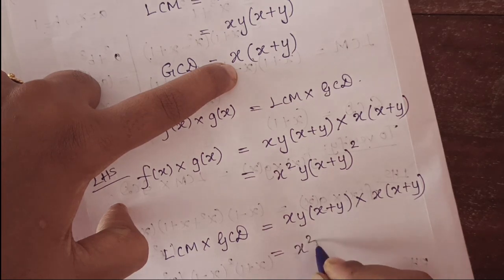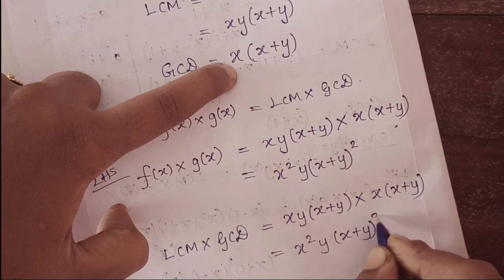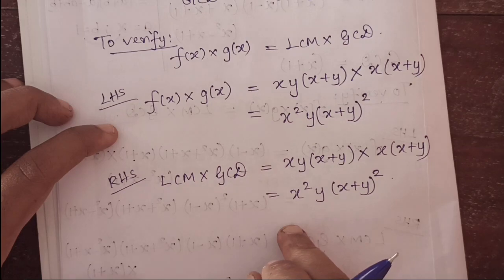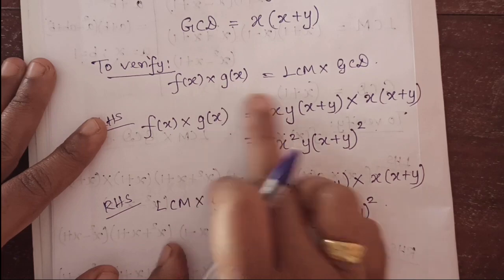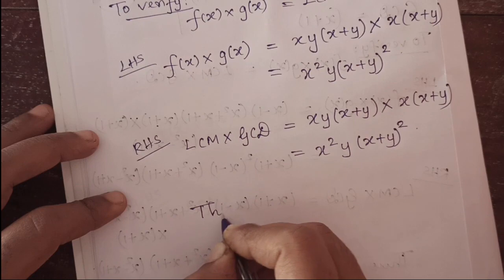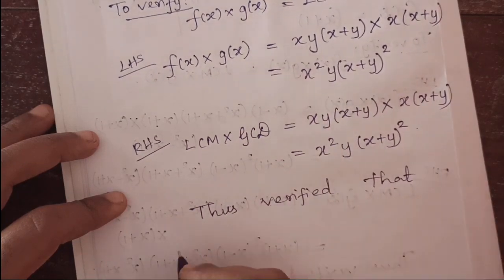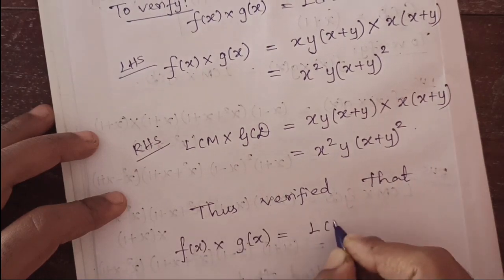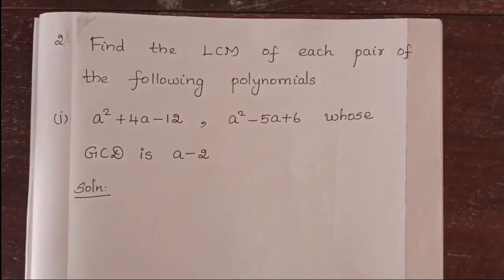So x into x square, this y, then x plus y into x plus y the whole square. Now check the answers. For left hand side and right hand side, we are getting the same answer. So which rule have we verified? f of x into g of x equals LCM into GCD. So the conclusion is, thus verified that f of x into g of x equals LCM into GCD. That's all for the third problem.